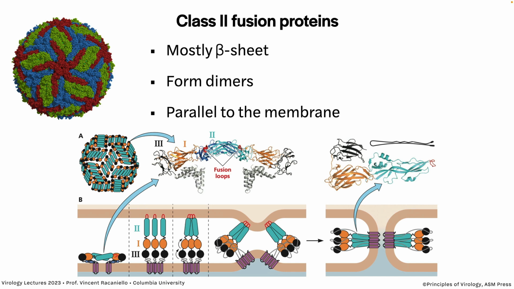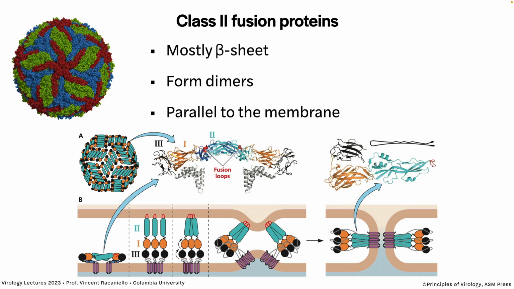There are also class 2 fusion proteins. They are parallel to the membrane. We've seen these already on some flaviviruses. They're mostly beta sheet as opposed to the alpha helices. They make dimers. So here's a flavivirus, Zika virus, where these are laying parallel to the membrane. But the fusion still works in a similar way.